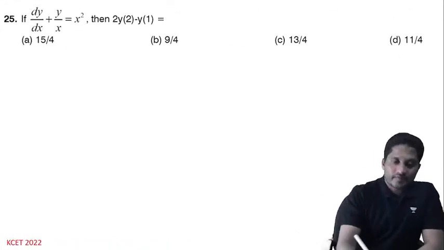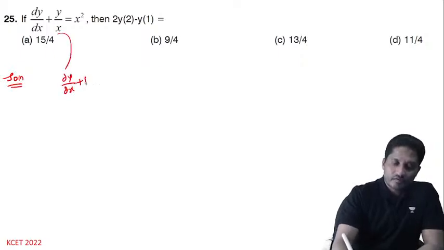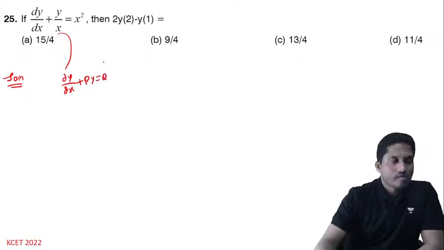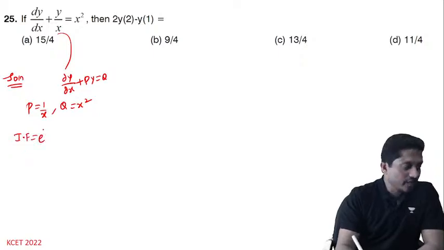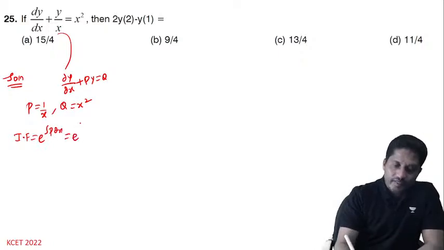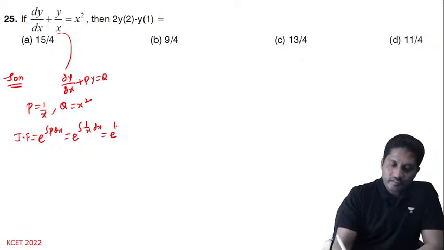Okay, question number 25. This is a linear differential equation, dy by dx plus py is equal to q. Now p is equal to 1 by x, and q is equal to x square. Integrating factor is e to the power integration of p dx, e to the power integration of 1 by x dx, which is equal to log x. e to the power log x is x only.